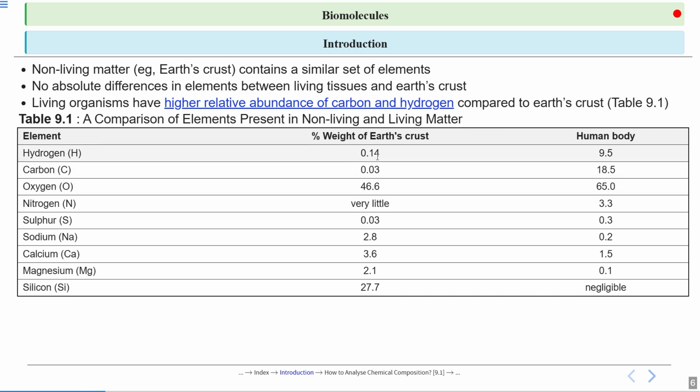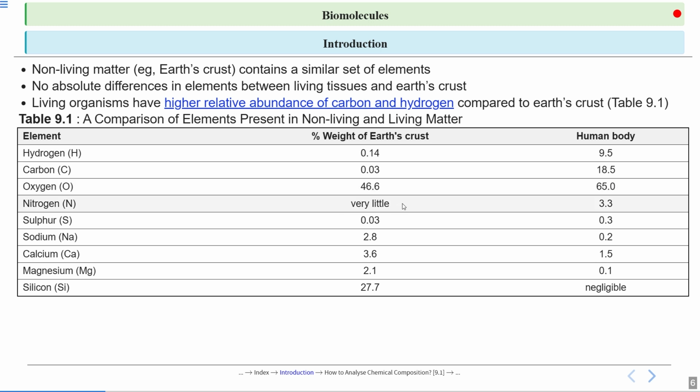So let's talk about hydrogen. In earth crust, it is 0.14, but in human body it is 9.5. Okay. Then let's talk about carbon. Carbon is very less in earth crust, but it is very high in the human body. It is 18.5%. Then oxygen. In earth crust, it is 46.6%. In human body, it is 65%.